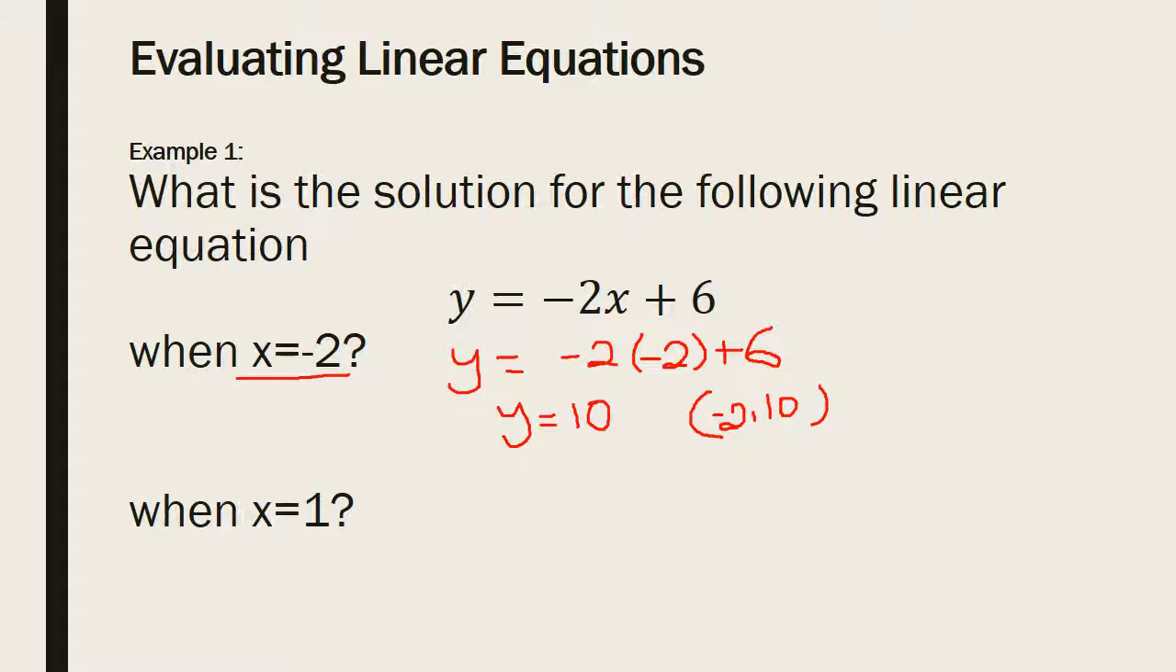Now let's evaluate the same equation when we have x equals 1. So again, I'm going to take out the x and switch the x with 1. And now the final answer for this problem is going to be y equals 4. Now that doesn't mean that the solution is 4. That means that the solution is the x-coordinate, which is 1, and the y-coordinate, which is 4. So the solution for this linear equation is (1, 4).